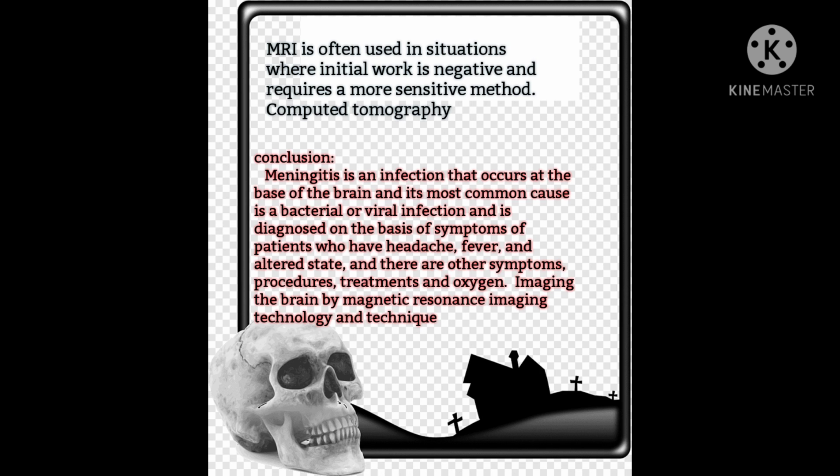Conclusion: meningitis is an infection that occurs at the base of the brain, and its most common cause is a bacterial or viral infection. It is diagnosed on the basis of symptoms in patients who have headache, fever, and altered mental state, along with other symptoms. Treatment and oxygen, and imaging of the brain by magnetic resonance imaging technology and CT.